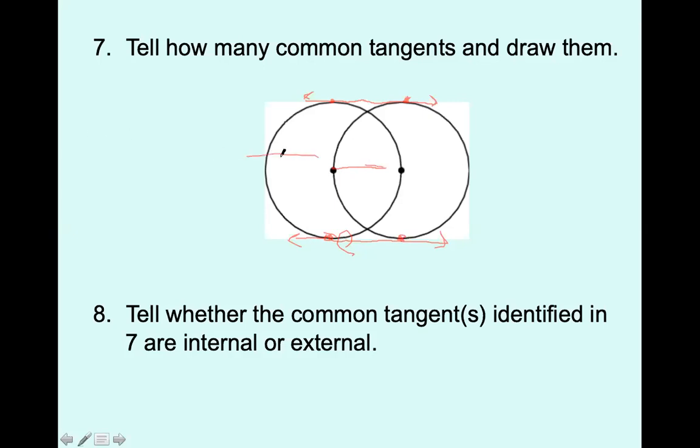So yes, it looks like there's just 2 external tangents. All right, so tell whether the common tangents identified in 7 are internal or external. So first let's answer question 7. So 7 said, how many are there? So I get on number 7 that there are 2, and they are external.